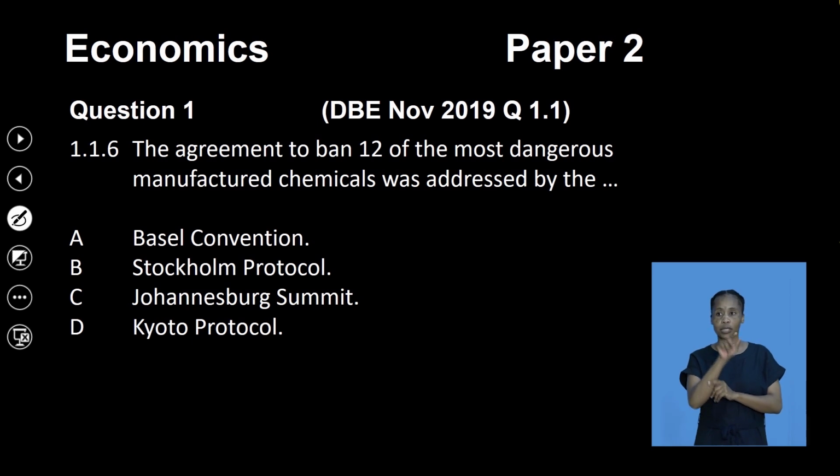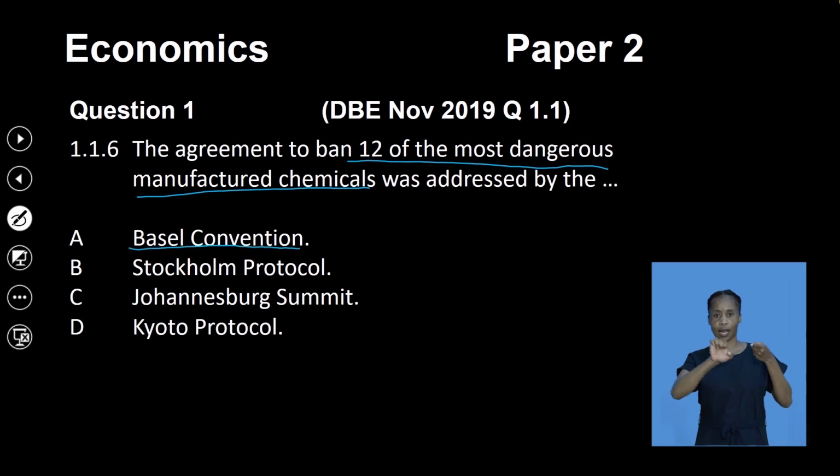The agreement to ban 12 of the most dangerous manufactured chemicals was addressed by. A says the Basel Convention. B says the Stockholm Protocol. C says the Johannesburg Summit. Sometimes they call it the Johannesburg Earth Summit. D says the Kyoto Protocol.